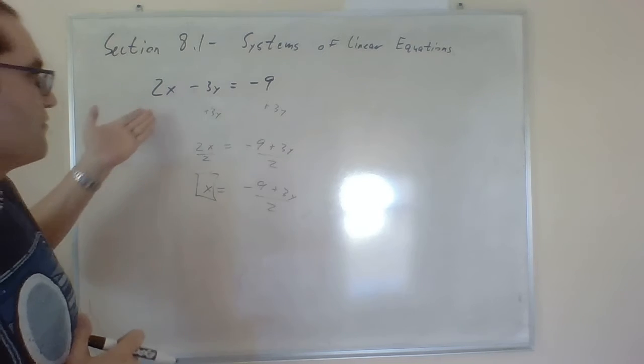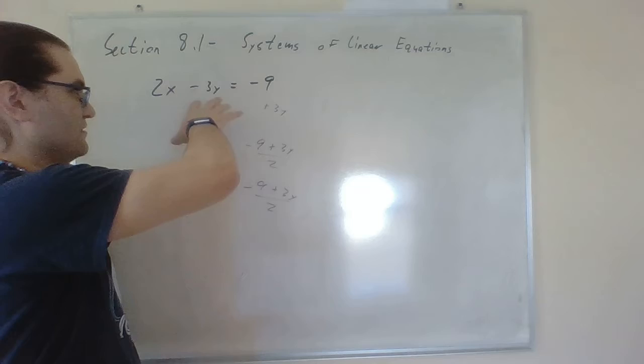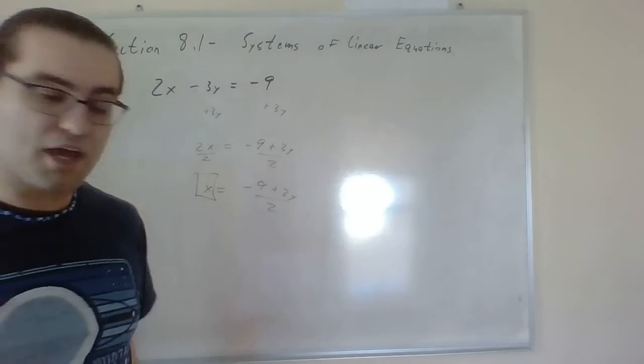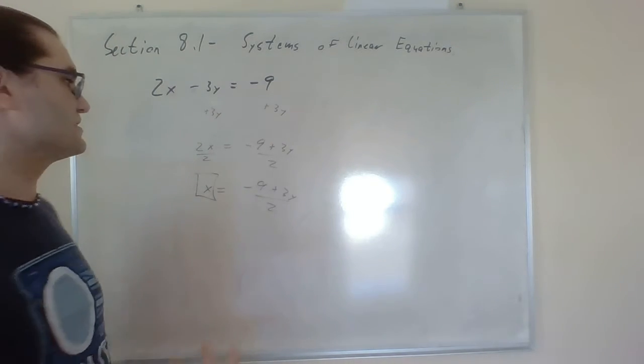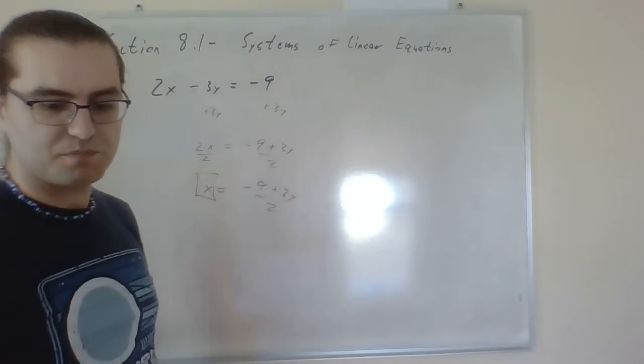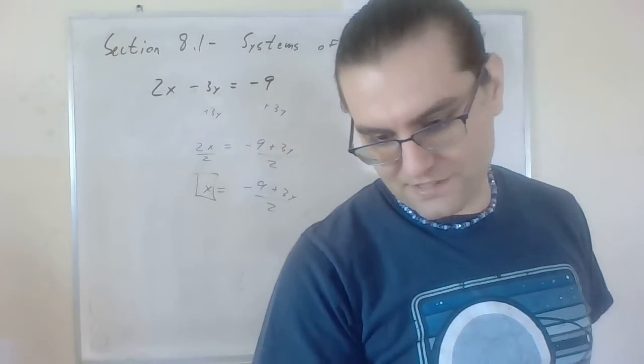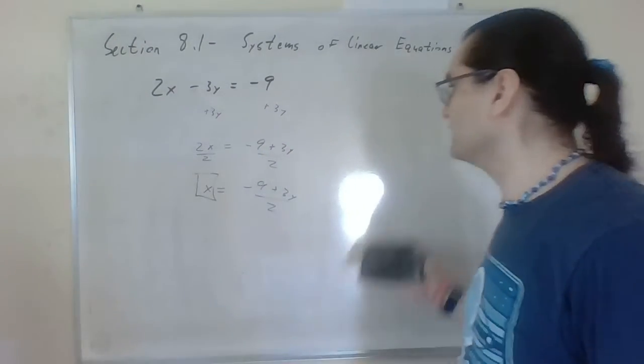And so we could solve it for y as well. We would just subtract the 2x from both sides and then divide by the -3. We can do that. We still have the same problem. Solving this thing for x still has a variable. Solving it for y still has a variable. Which is where the idea of systems comes in.